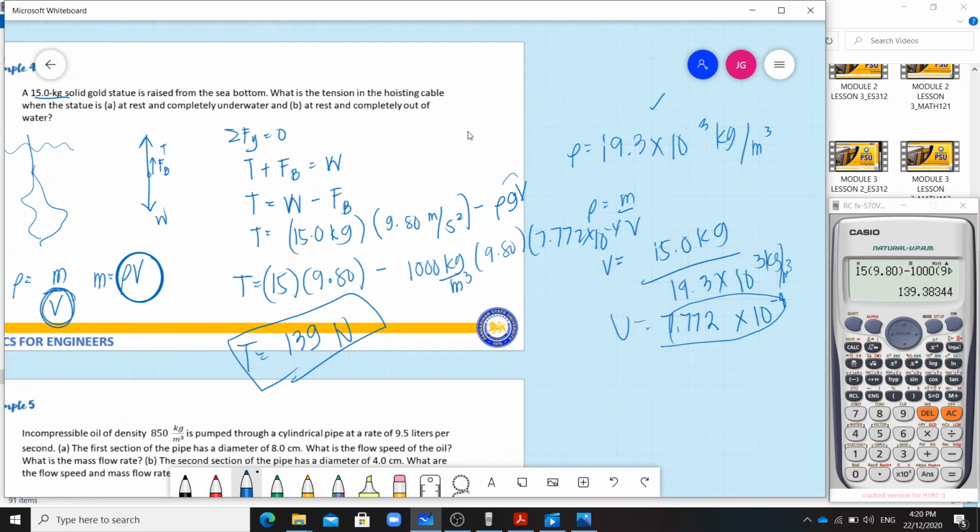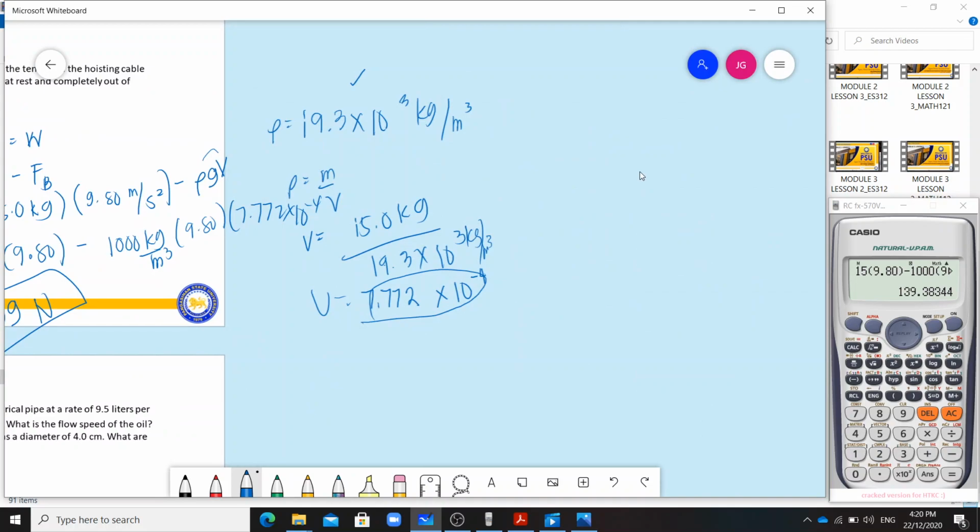Ngayon, dun naman tayo sa at rest and completely out of water. Okay. At rest. So, kapag completely out of water, wala na siya sa tubig. Ito yung tension ng cable. Ito yung weight. Okay. So, may buoyancy pa rin siya. Yes, meron siyang buoyancy. Buoyancy naman ng air. So, T plus buoyancy ng air is equals to weight. Okay, ang weight natin same lang. Tension is equals to weight minus F_B air.